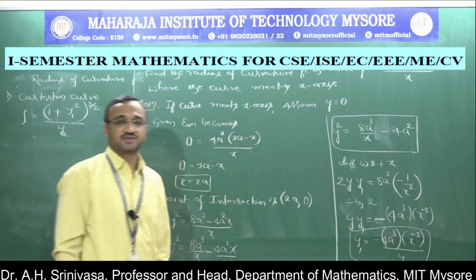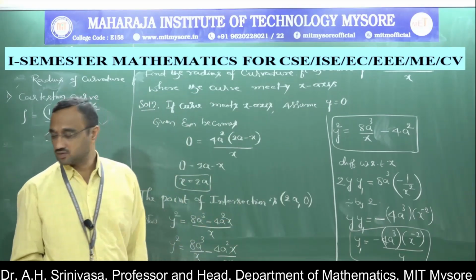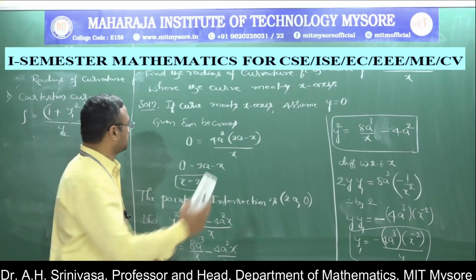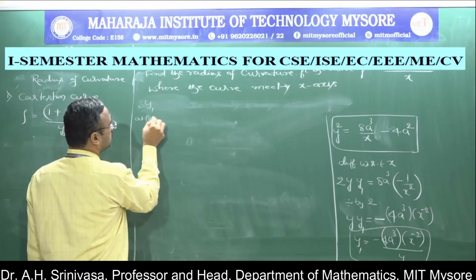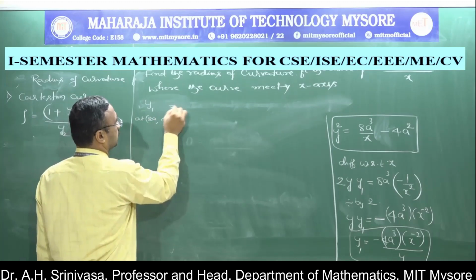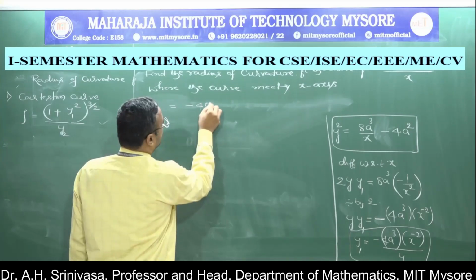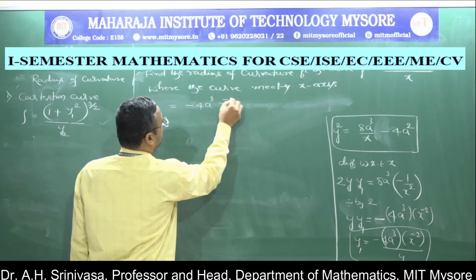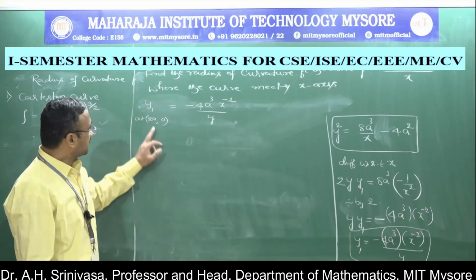Now I am going to find the point of intersection. At the point of intersection, what value is given? Now we are going to find that. At 2a comma 0, what do we get now? 4a power 3, then x power minus 2 divided by y. So what happened now? Check it here.